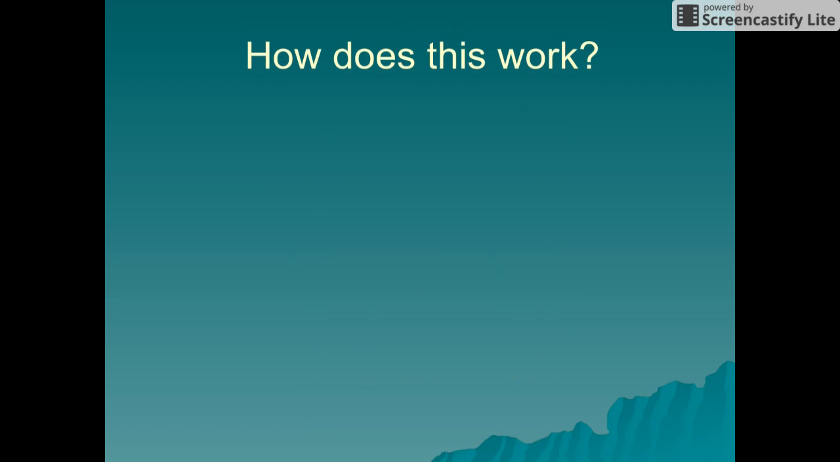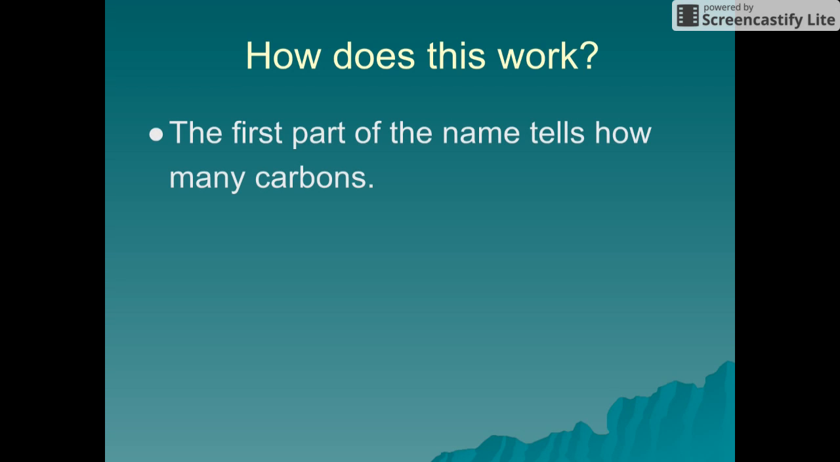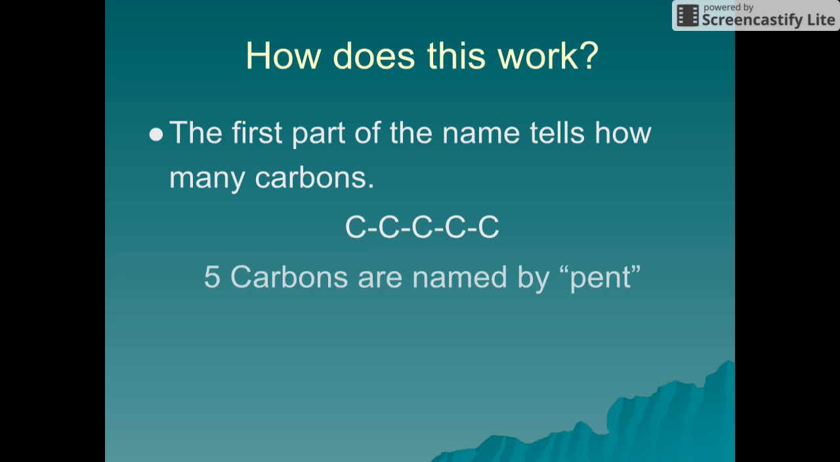So, what do we do with these? That first part of the name, the prefix, will tell us how many carbons we have. In this example, I have 5 carbons bonded singly to each other. It's not the whole picture, but it's the carbons. That's what we care about right now. Because I have 5 carbons, this compound will start with the prefix pent.